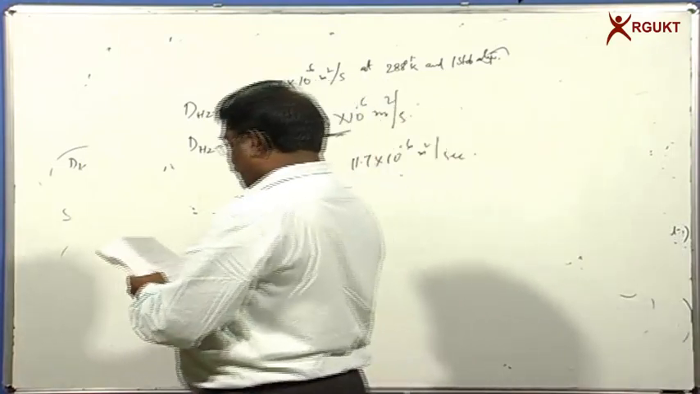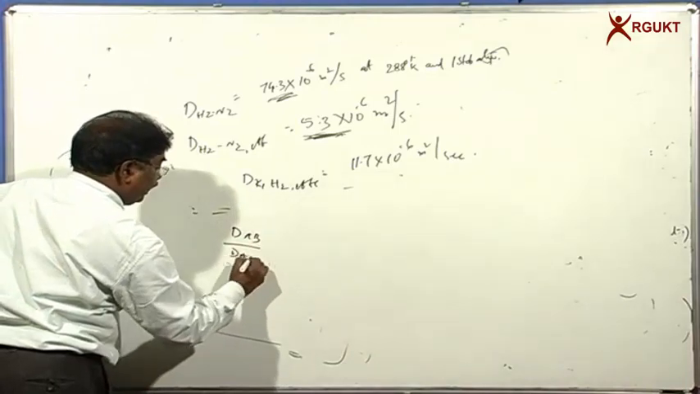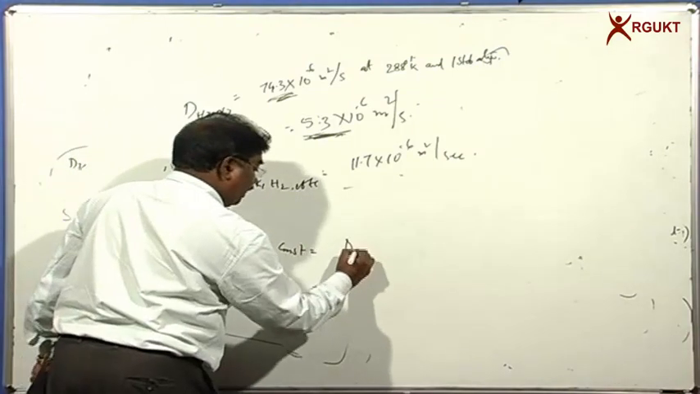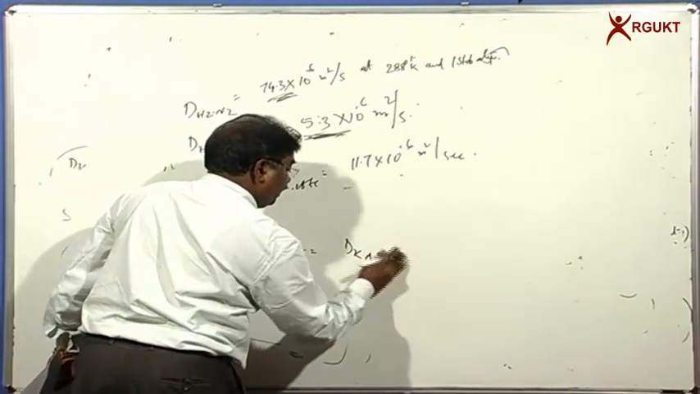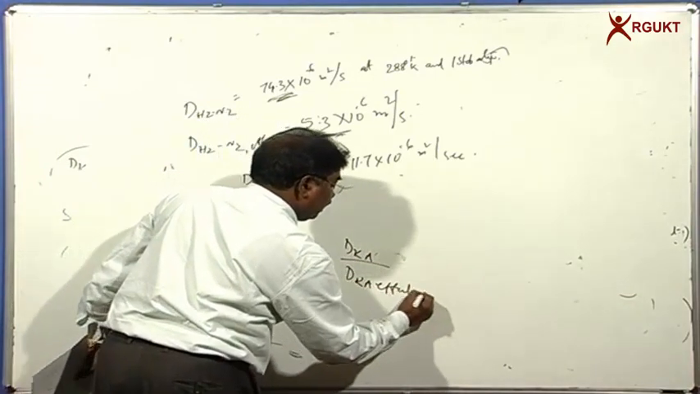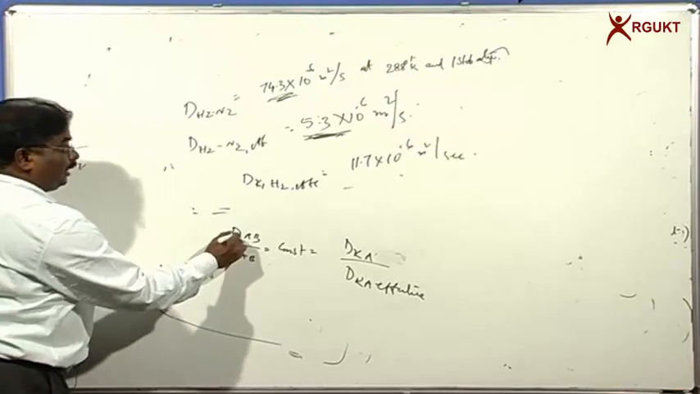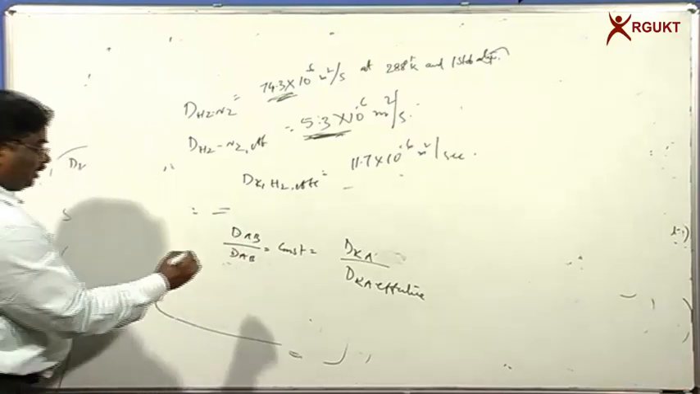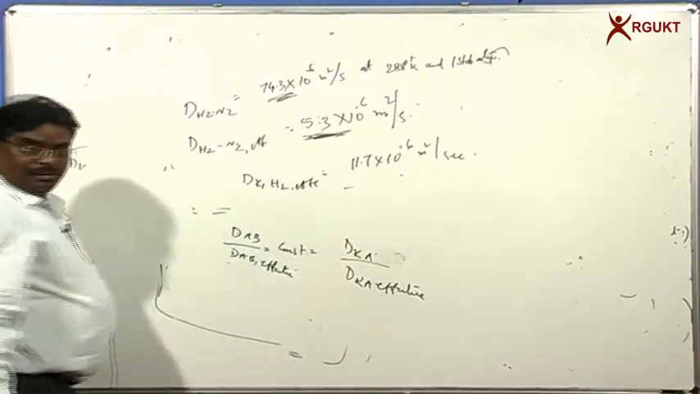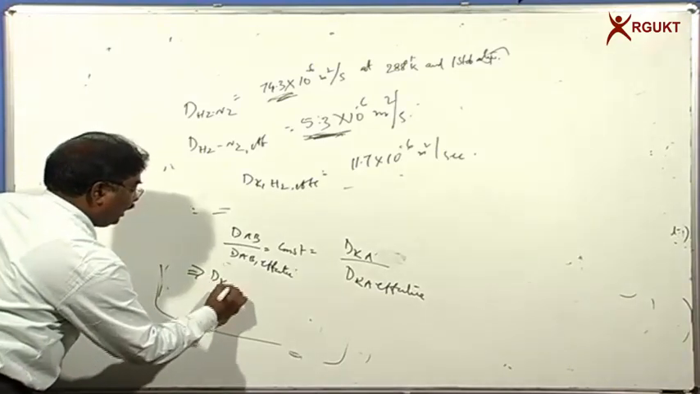Now, as we discussed, D_AB by D_AB effective is equal to a constant, that is also equal to D_KA by D_KA effective. This is what we discussed previously. So where the D_AB value is given and the D_AB effective value is given, that becomes a constant, and that is also equal to D_KA by D_KA effective. So from this, D_KA can be calculated.